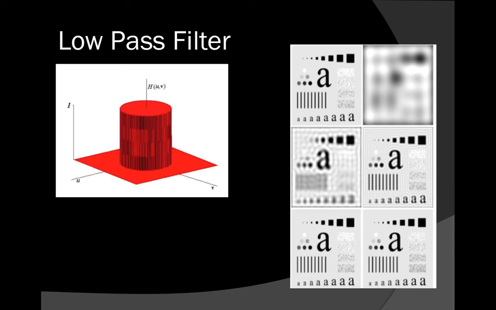Low-pass filter. Low-pass filter attenuates high frequencies, strong intensity changes, and leaves low frequencies unchanged. In the spatial domain, it is equivalent to a smoothing filter. The image shows a low-pass filter with different cutoff frequencies.